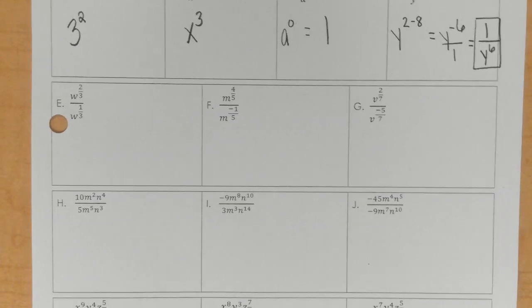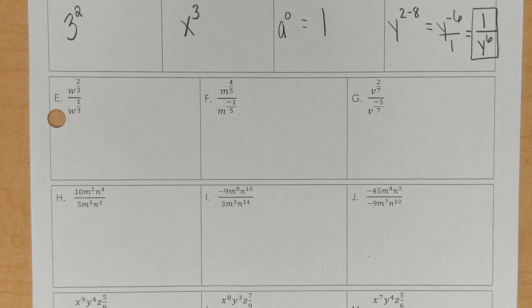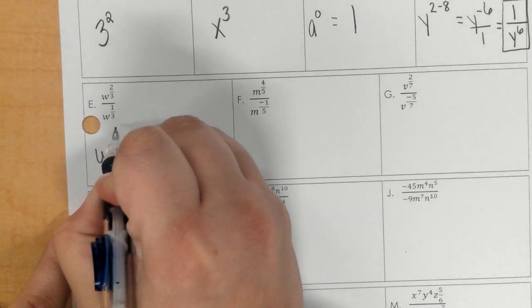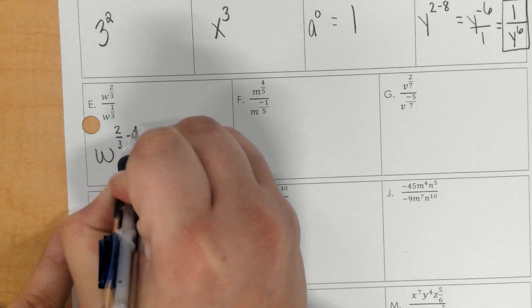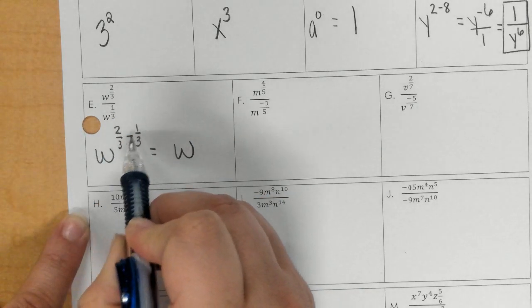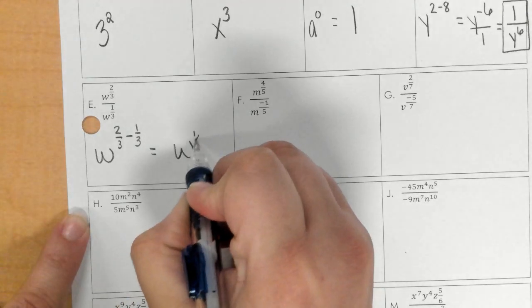Okay. In letter E, again, we have to subtract because we have the same base. So 2/3 minus 1/3. You are just saying 2 minus 1, which is 1, over 3.